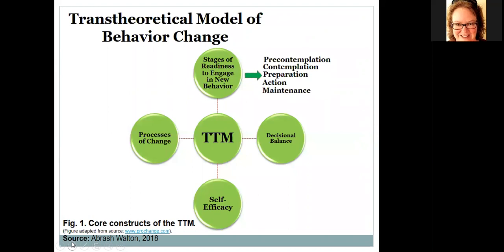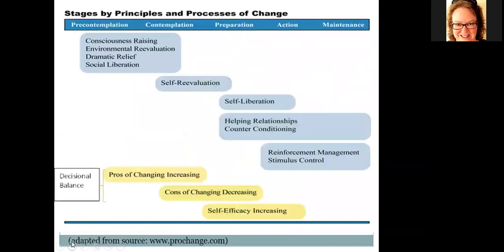But first, let me show you another way of understanding the TTM, this time from a temporal perspective. When does each of these 10 processes of change have the most impact in terms of facilitating movement through stages of readiness to engage in a behavior? Let's take a look. Specific processes tend to support effective movement when provided at a particular stage. If you look across the top of the screen, you can see the five stages of readiness, all the way from pre-contemplation on the left to maintenance on the right. You can also see in the blue boxes each of the 10 processes of change.